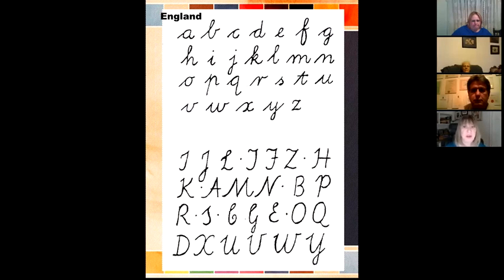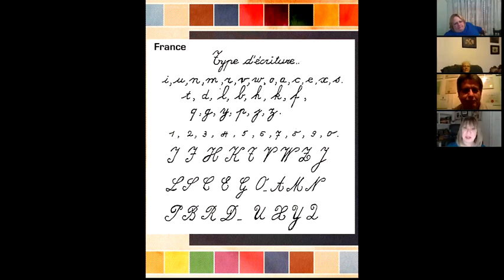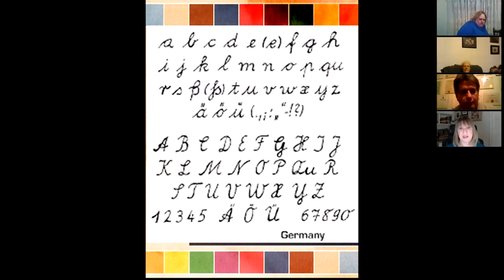Other countries have their own copybooks. So here's the one from England. This is the one I learned growing up in England, even though I don't sound like it now. In France, they have this style, and here's one of the German styles. When you really get familiar with these and you see a sample, even though you may not have been told it, you can usually tell what part of the world the person comes from.